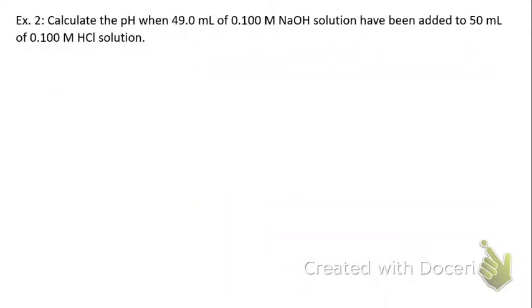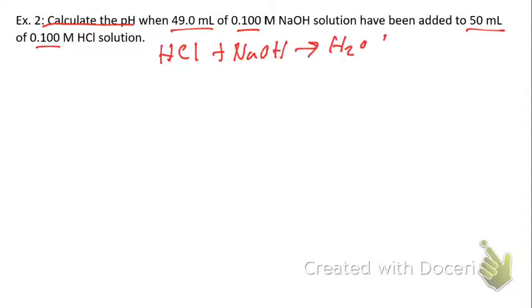All right, let's do another one. This one, we haven't quite reached the equivalence point or the end point. We want to calculate, in this case, the pH of our solution if we've only added 49 milliliters of a 0.1 molar sodium hydroxide to 50 milliliters of a 0.1 molar hydrochloric acid solution. So again, our reaction will be the same: strong acid, strong base, neutralization reaction here. Form our salt.